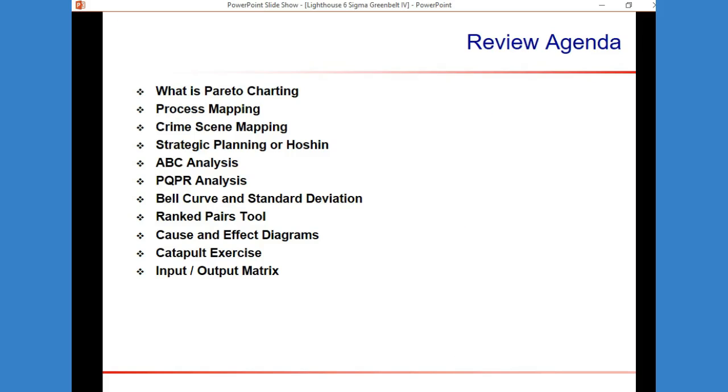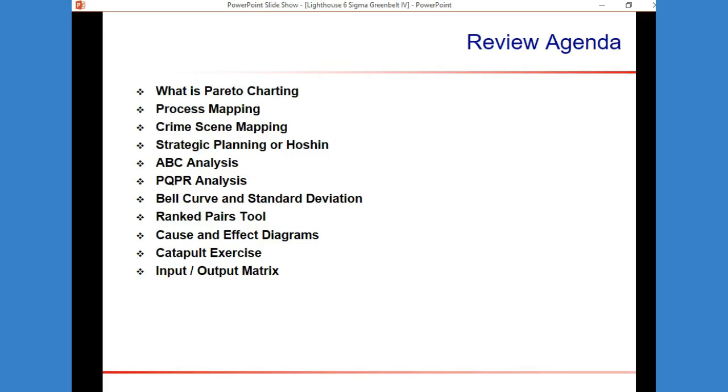So we'll get started. Again, what we're going to go through, a review agenda, is Pareto charting, process mapping, and crime scene mapping. We'll do a review of strategic planning, or the Hoshin Planning, and again look at ABC, PQPR analyses, and look at what those are. Again, we'll talk a little bit about a bell curve and standard deviation.